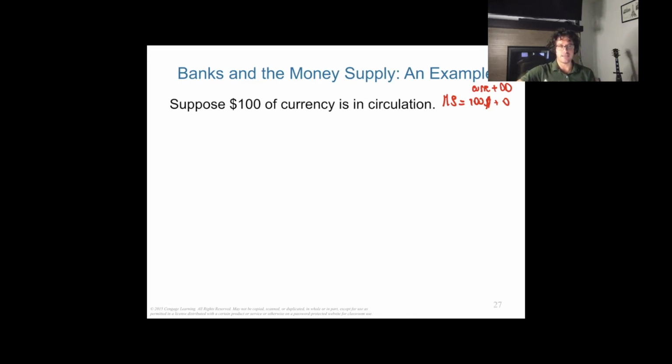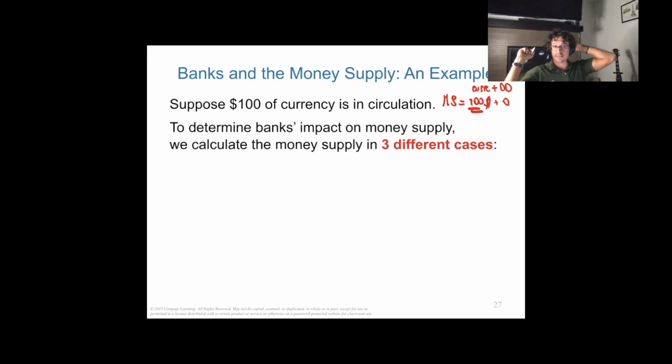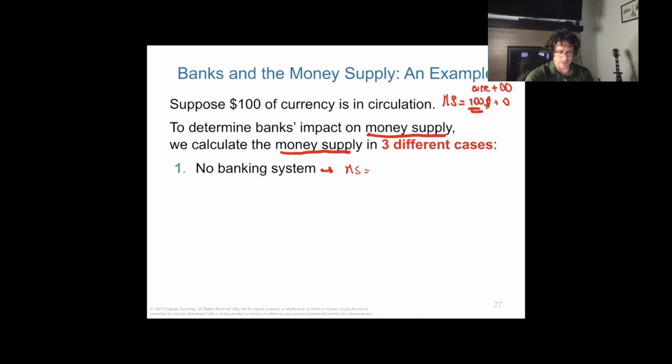So the total money supply is equal to $100. To determine the bank impact on the money supply, let us consider basically three cases. We compute the money supply under three cases. The first is where there is no banking system, so the money supply is equal just to currency.